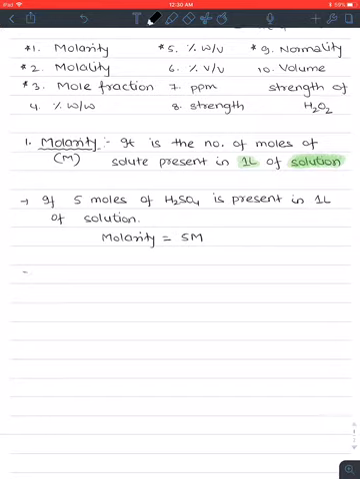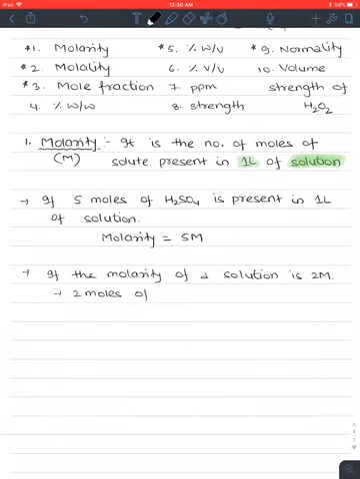Other way around, what we can say is that if the molarity of a solution is 2M, what does it mean? It means that 2 moles of solute is present in 1 liter of solution. 2 moles of solute is present in 1 liter of solution. Is this point clear? Okay.